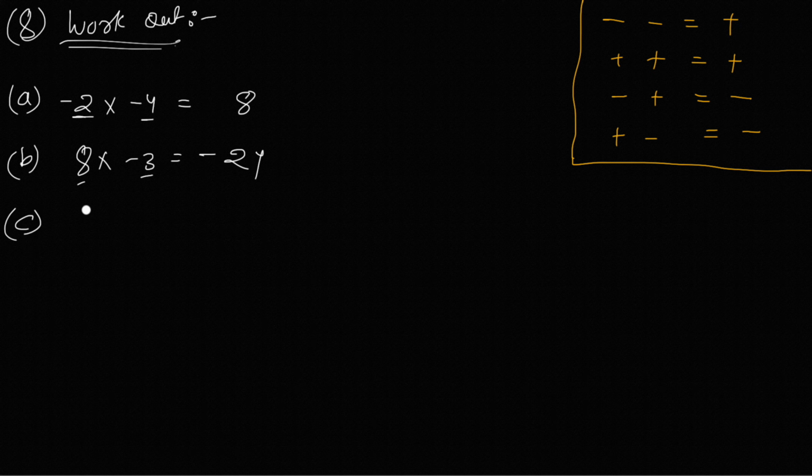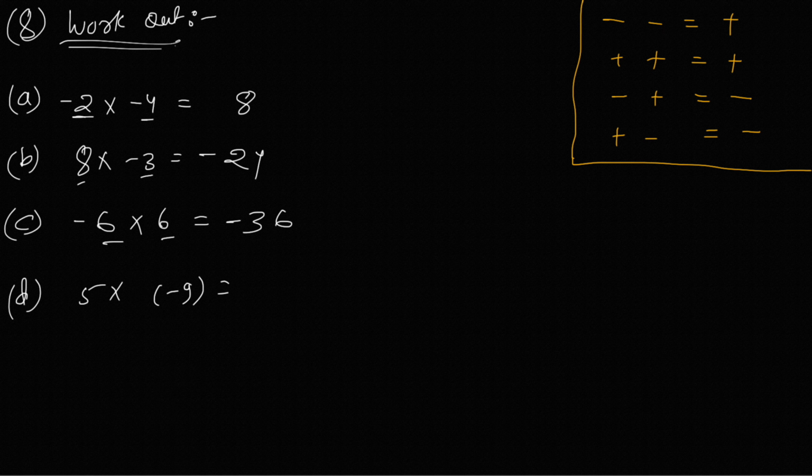Now question number C, minus 6 times 6. 6 times 6 is 36, and negative negative is positive. Sorry, it's a negative and positive. Negative and positive will give you negative. Okay, let's do question number D. Question number D is 5 times minus 9. So it's a positive number, it's a negative number. Positive negative will give you negative. 5 times 9 is 45.